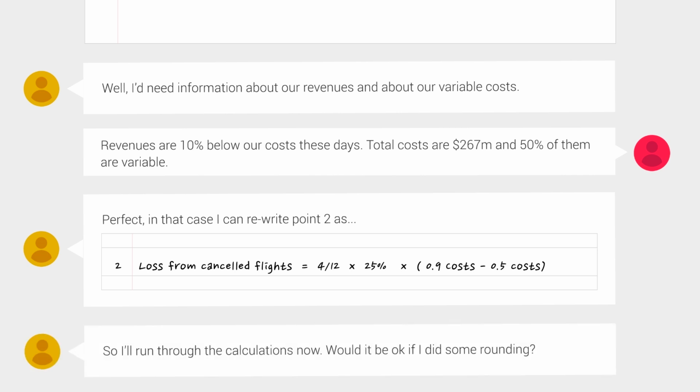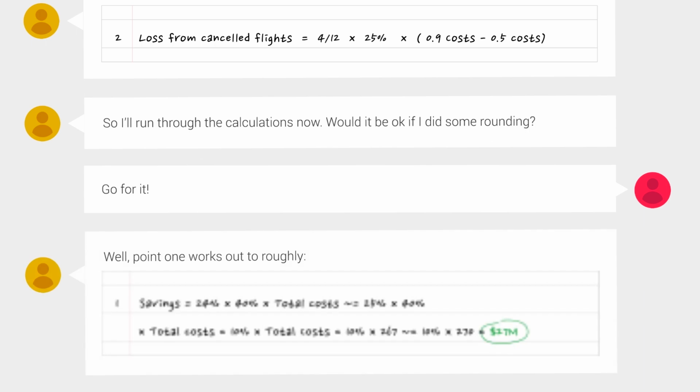So I'll run through the calculations now. Would it be okay if I did some rounding? Go for it. I will start from point 1. Savings equal 24% times 40% times total cost, with this approximately equal to 25% times 40% times total cost, equaling 10% times total cost. This equals 10% times 267, which is approximately equal to 10% times 270, equaling $27 million.